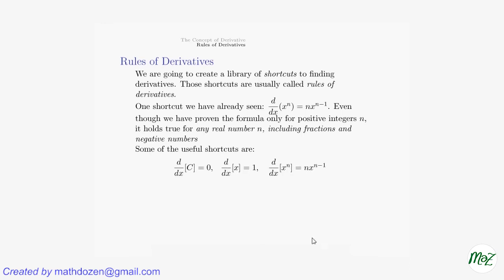The derivative of a constant function is always 0. The derivative of x is equal to 1. And the power rule, the derivative of x to the n, is n times x to the n minus 1. Then the derivative of the sum of two functions is equal to the sum of the derivatives. The derivative of the difference of two functions is equal to the difference of the individual derivatives. And the derivative of a fixed number times a function is equal to that fixed number times the derivative of the function.